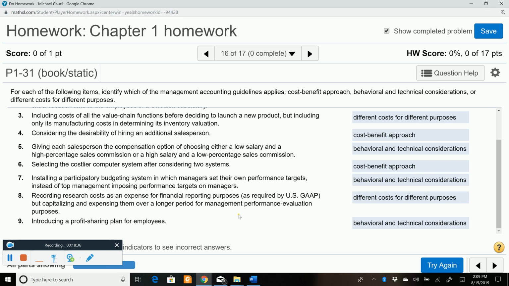And last but certainly not least, number 9, introducing a profit sharing plan for employees. Employees would be incentivized to make sure that the company is very successful. This is playing on the behavior of the individuals. Behavioral consideration is the appropriate answer here.